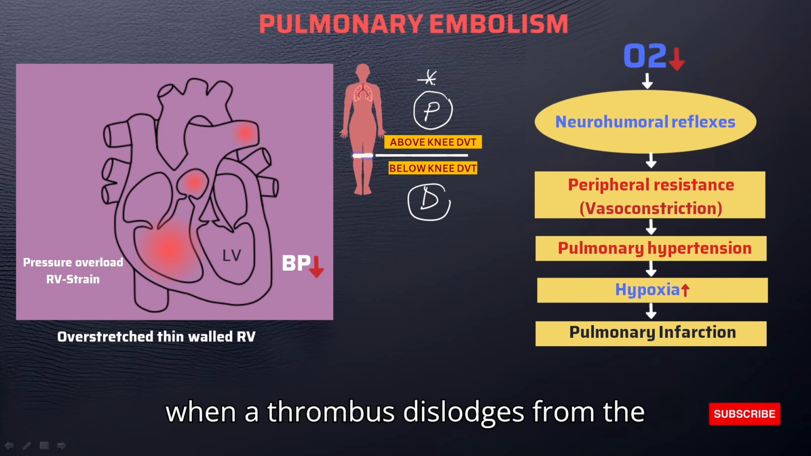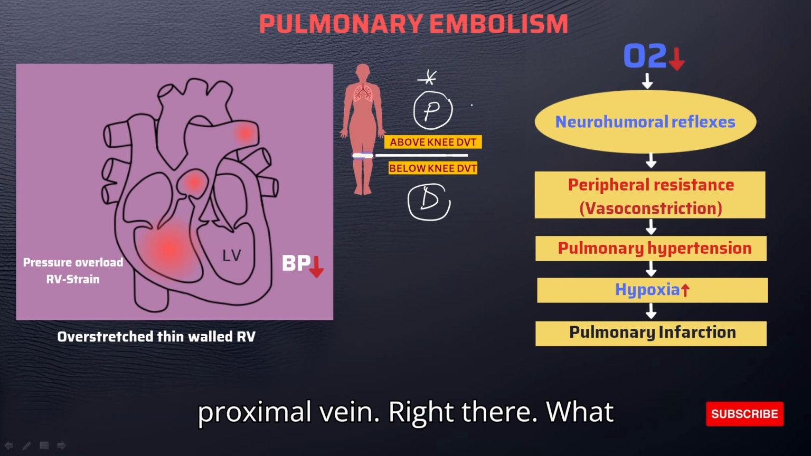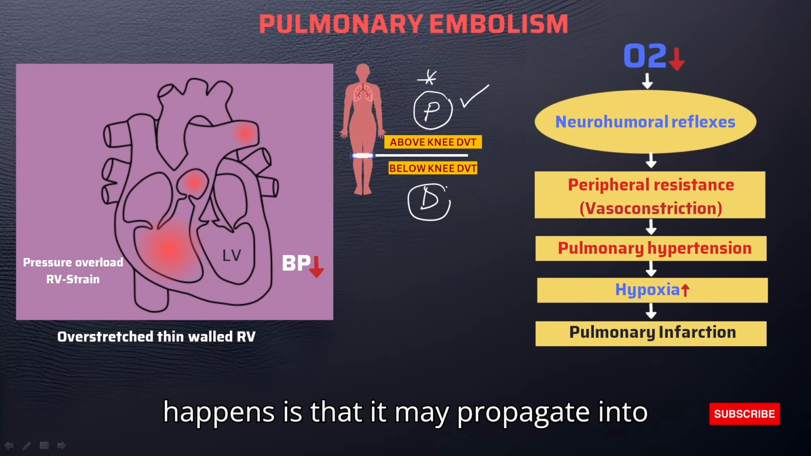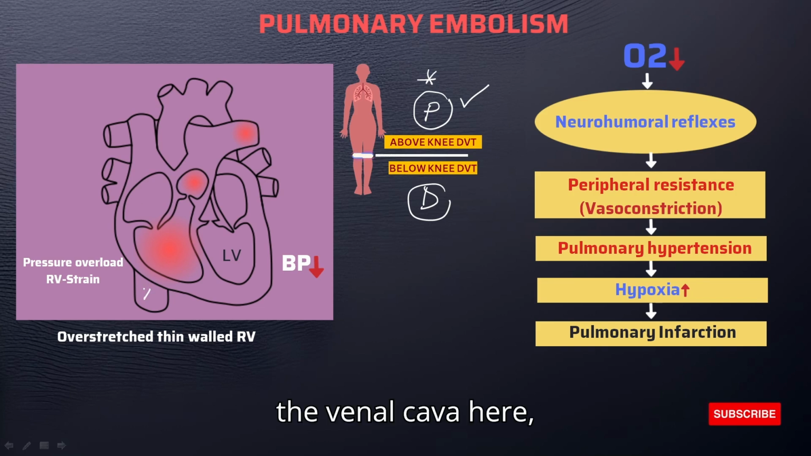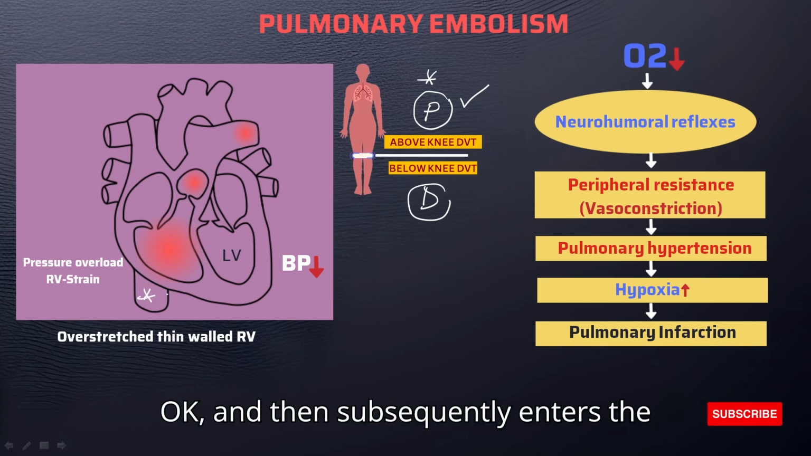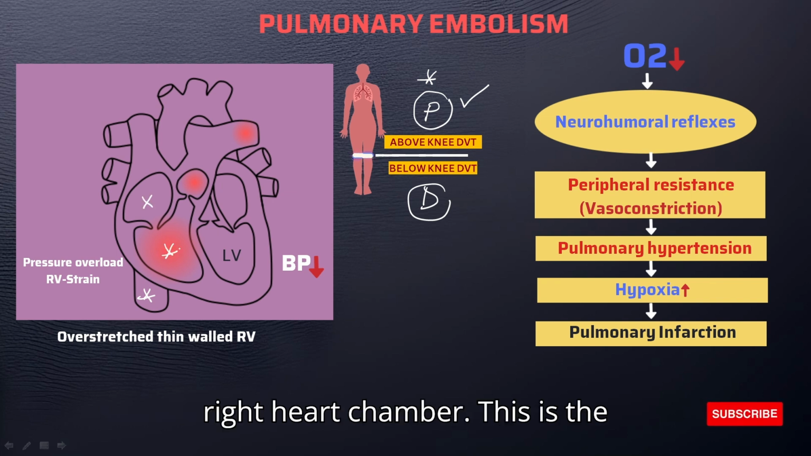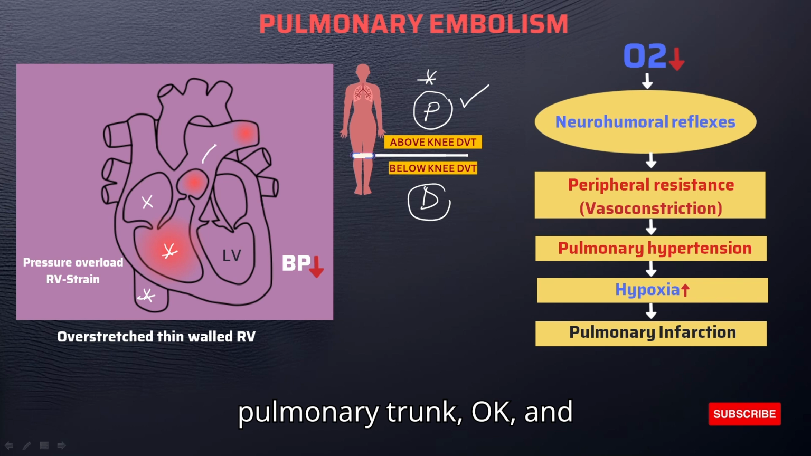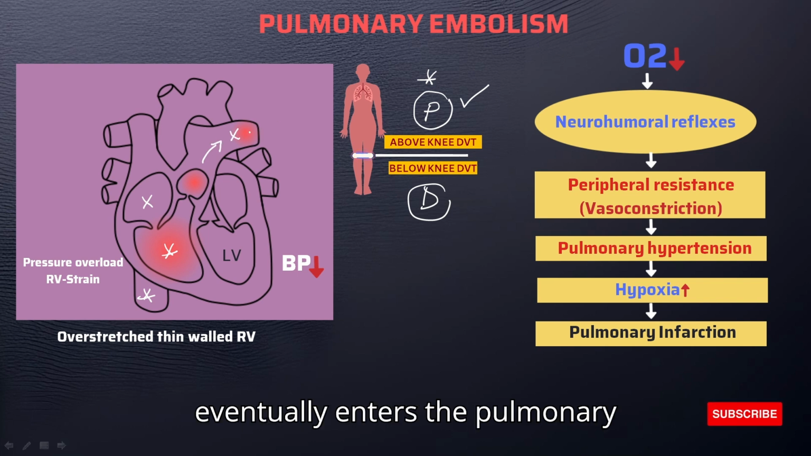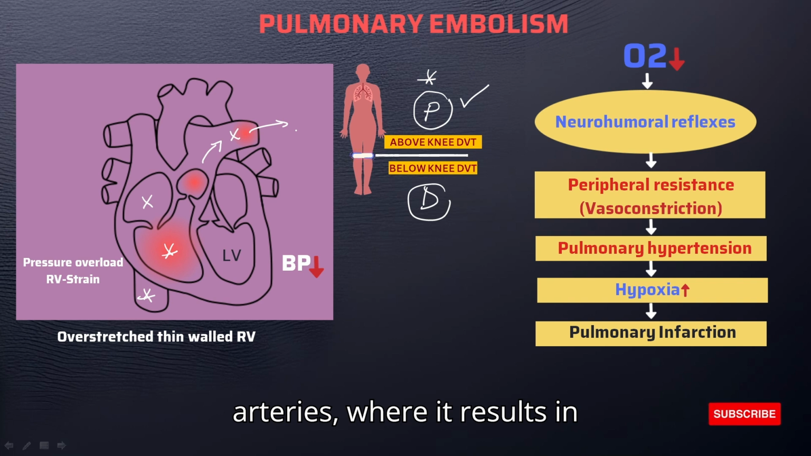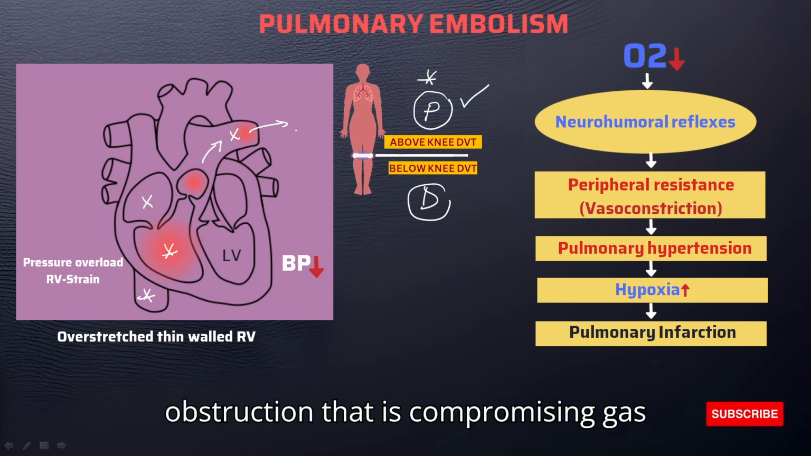So when a thrombus dislodges from the proximal vein, right there, what happens is that it may propagate into the vena cava here, okay, and then subsequently enters the right heart chamber. This is the pulmonary trunk, okay, and eventually enters the pulmonary arteries where it results in obstruction that is compromising gas exchange.